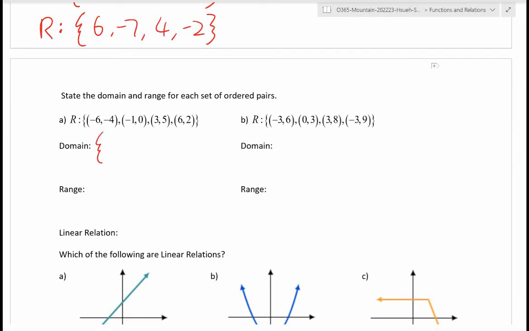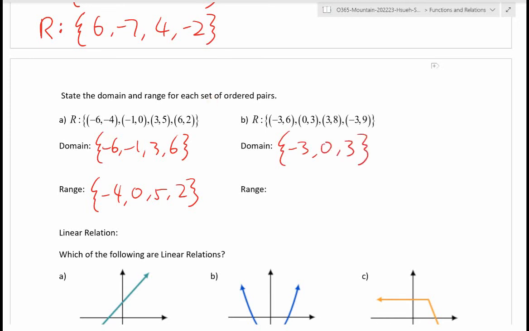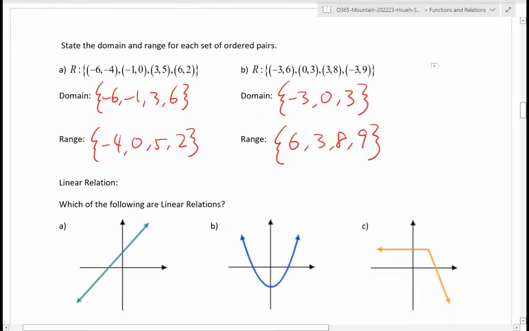Okay, so here hopefully you get your domain as -6, -1, 3, and 6. And range would be a set of y values, -4, 0, 5, and 2. For the second question, the domain will be a set of x values that are -3, 0, 3. Again, you don't need to write down -3 twice. For the range, it will be a set of y values that are 6, 3, 8, and 9. Okay, so there we go. Hopefully it's not too bad.